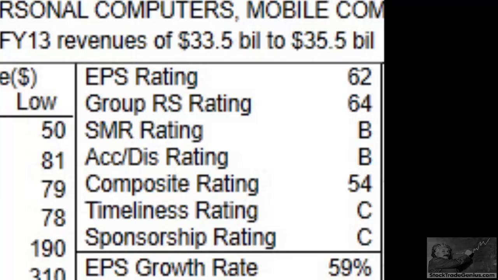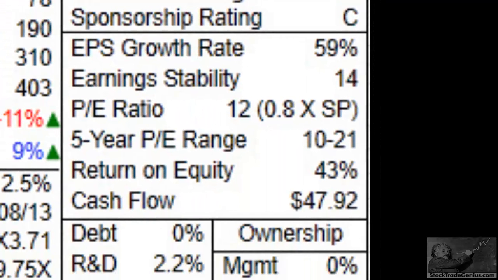We like those factors right underneath that are more statistical. Those are also fundamental. Earnings per share growth rate at 59. Return on equity is a big, big thing for us, 43%. And then cash flow, you'll see they make $47.92 for every share in cash flow.